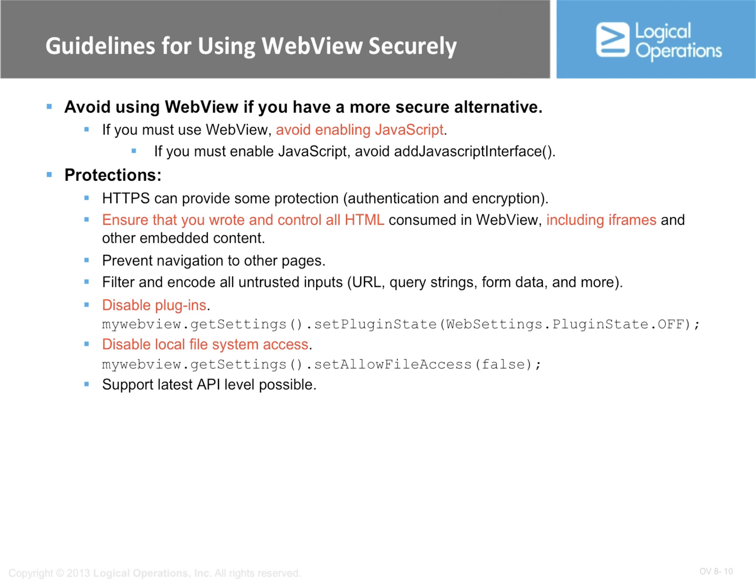Okay, so how do I use or enable WebView in a more secure manner than the out of the box configuration? So first and foremost, being that JavaScript is not enabled by default, don't enable it. Okay, so that is a good start. Ensure that you wrote and control all HTML within the web view, including iframes, right? So if you're going to permit iframes to be run, it should be iframes that you intended to put there, rather than permitting external servers to inject into your application, right? Within the WebView component.